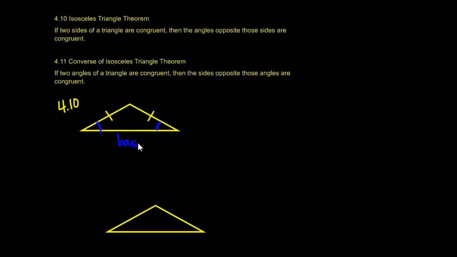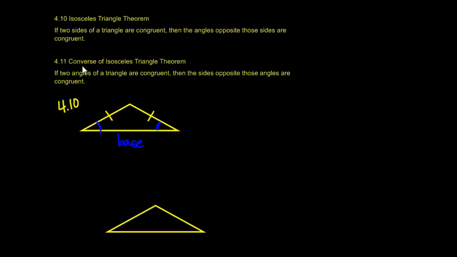Remember, this is the base because you know we're all about that base. All right, so these are the base angles, and they are congruent. Remember, we mark base angles congruent with a little half circle.